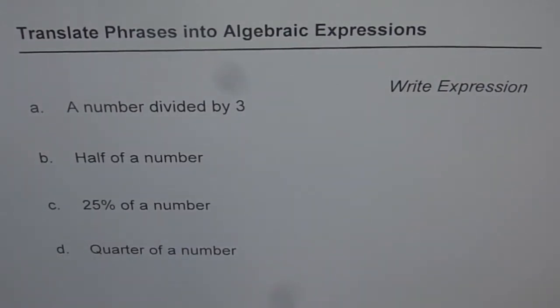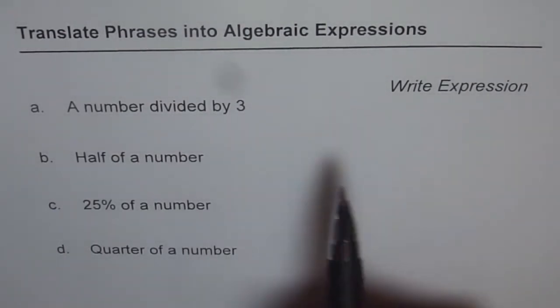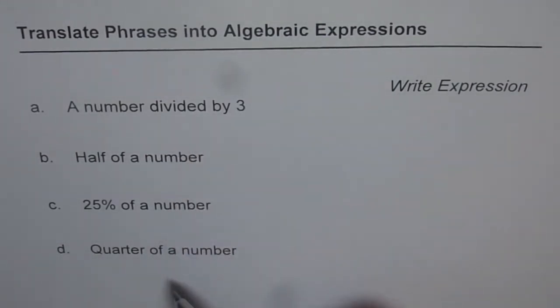Here's one more sheet for you to understand how to translate phrases into algebraic expressions. Algebraic expressions are expressions which have a variable and they do not have an equal to sign. Now, they have a variable, so we need to define a variable before writing an expression. We have four phrases here.